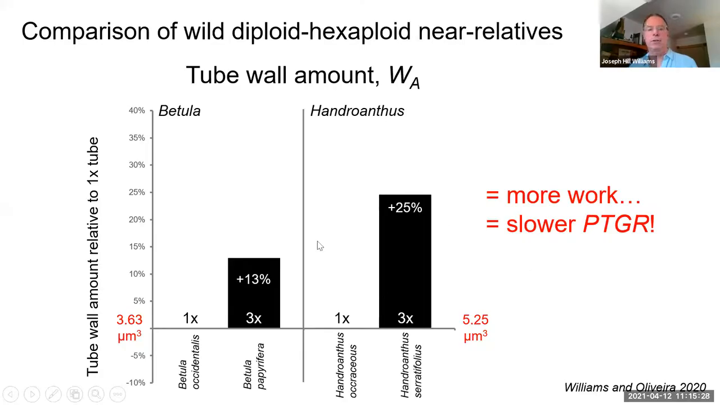And the pattern in Handroanthus was the same, even more extreme, actually. Handroanthus had 25% larger tubes in terms of thickness times circumference. So more work, slower pollen tube growth rate.